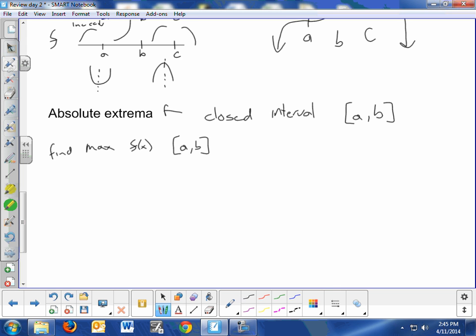So sometimes it's not as easy as just sketching f. We don't have enough time to sketch it and test points. Instead, find the relative maxes. So find when f prime is equal to 0 or undefined. Test those values, and you must test the endpoints.